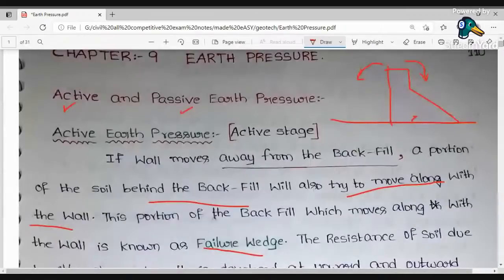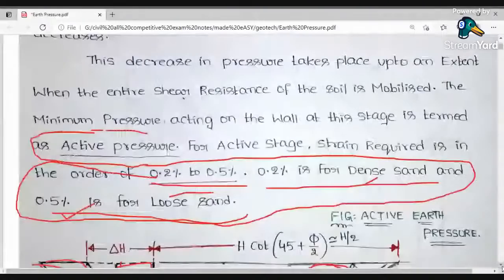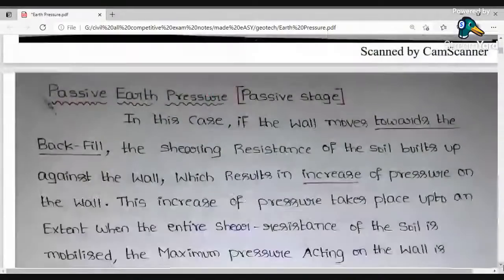Mainly, what we learned in today's video, I will quickly give one overview. That is, we'll learn about the active earth pressure. Active earth pressure is the pressure when the wall moves away from the backfill. And secondly, we'll discuss the passive earth pressure. In this case the wall moves towards the backfill.